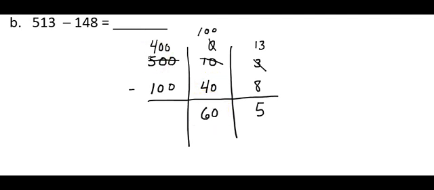And in my hundreds column, I will subtract 100 from 400. That leaves 300. Now all I have to do is combine my 3 answers. 360 and 5 is 365, and that's the answer to my subtraction problem.